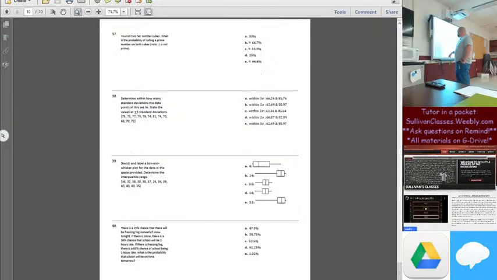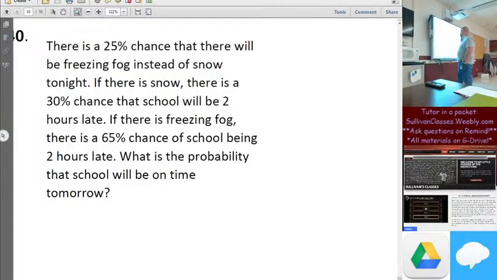And then finally, the last thing, probability trees. There's a 25% chance there's going to be freezing fog instead of snow tonight. If there's snow, 30% chance school will be late. If there's freezing fog, 65% chance, because that is worse. It's going to slick up our roads. So we make a probability tree.